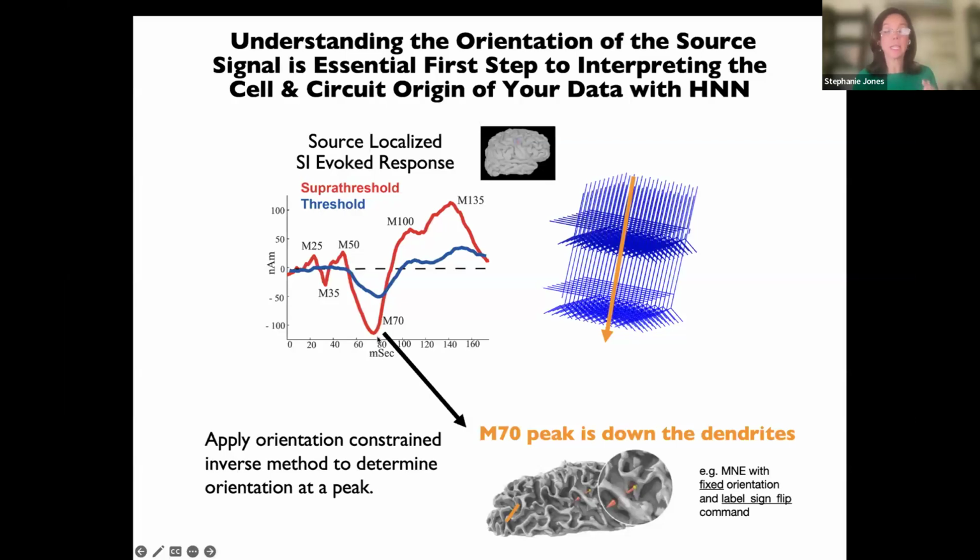I'm going to show you that for sensory evoked potentials, we have a good idea that the first peak is always up. And so if you're doing sensory evoked activity and you know this is the first peak of your signal, you have a pretty good understanding that that's going to be a current flow up the dendrites.